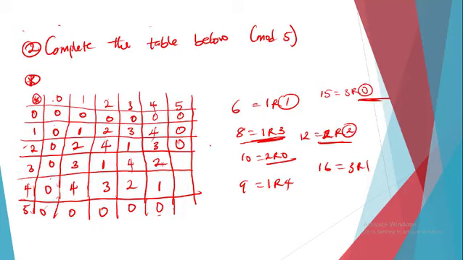3 times 5 is 15. And 15 also is equal to 0. 4 times 5 is what? 20. And 20 divided by 5 is equal to 4 remainder 0. So we have our 0. 5 times 5 is 25. And 25 divided by 5 will give us 5 remainder 0. And we are interested in the 0. So we have 0. And here is the answer. As simple as this. Okay?